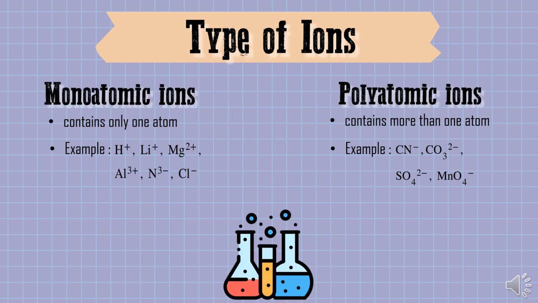Ions also include monoatomic ions and polyatomic ions. What are monoatomic ions and polyatomic ions? A monoatomic ion is an ion that contains only one atom, for example hydrogen, magnesium, and aluminium. However, a polyatomic ion is an ion that contains more than one atom, for example carbonate and sulfate.